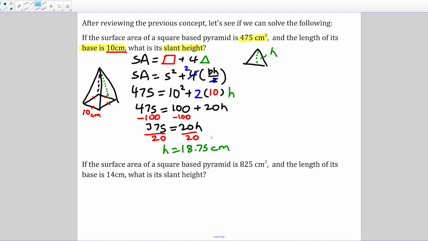As per usual, we can actually substitute this slant height back into our formula here, along with the base length of 10, and we should get 475 as our answer. Now you can pause the video and try out this next problem on your own, and then unpause to check your work once you're finished.